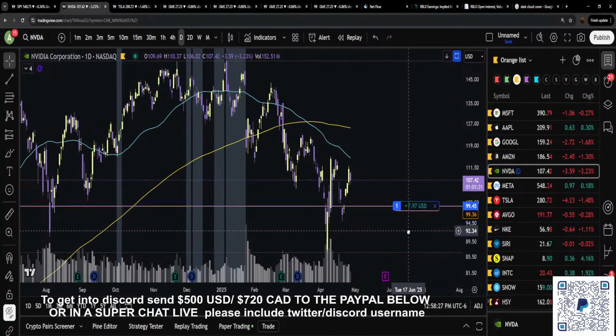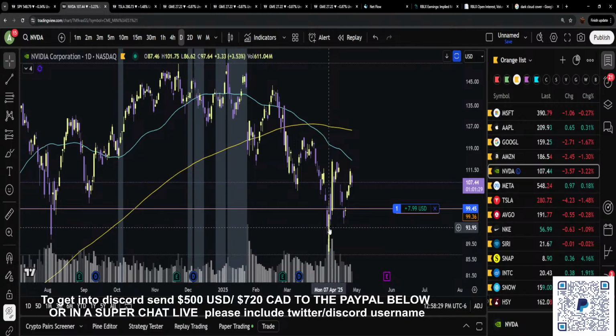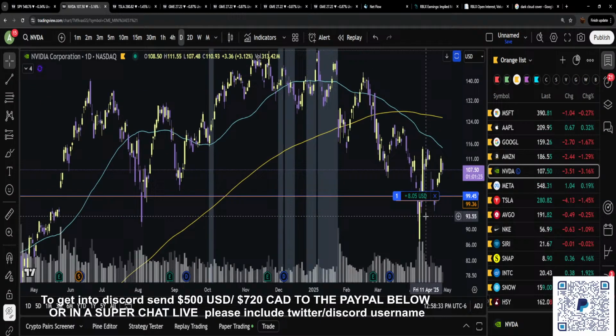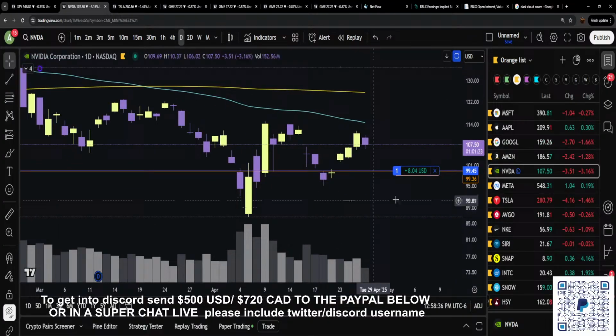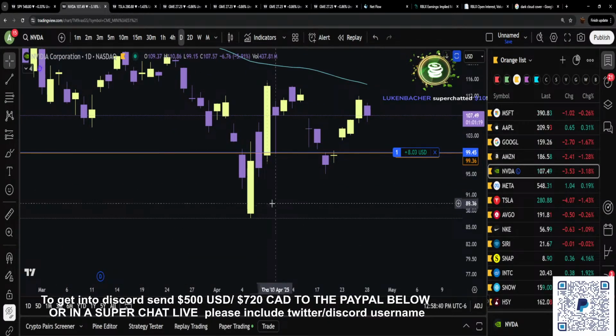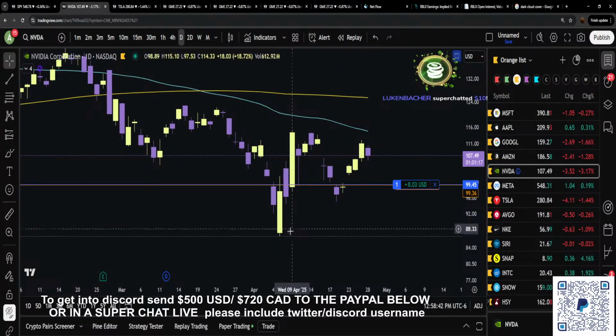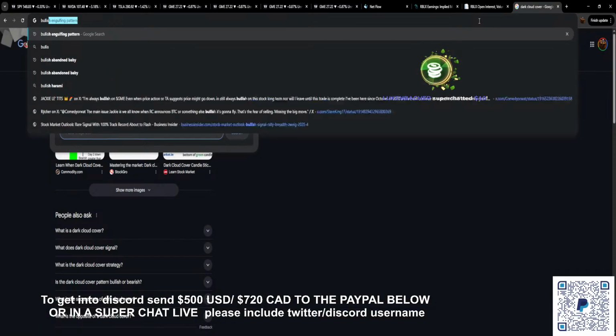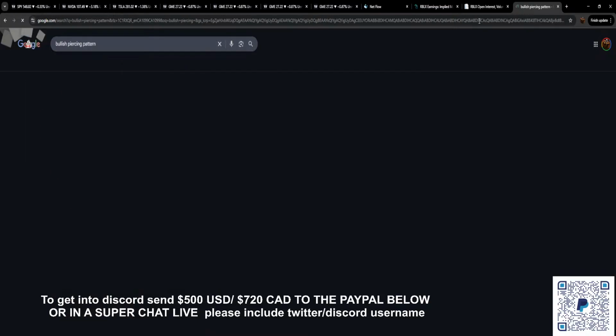Let's see here. I mean, you can make the argument that this is one. So maybe that's what we'll use. We'll use this one. All right. So in the same way that you build dark cloud cover, and what we just looked at on Microsoft, it is now the exact opposite for a bullish piercing candlestick.